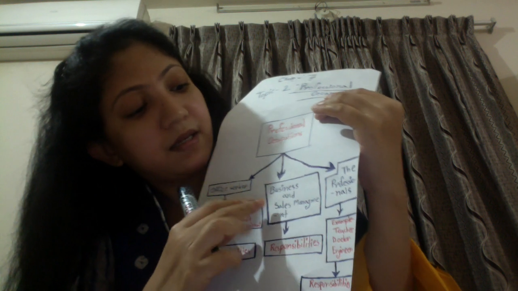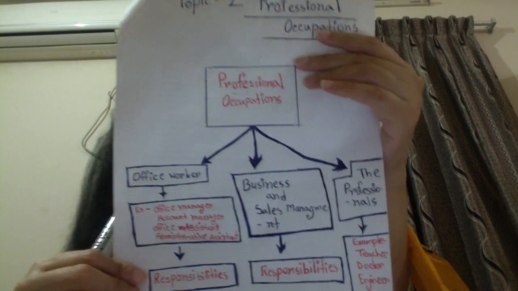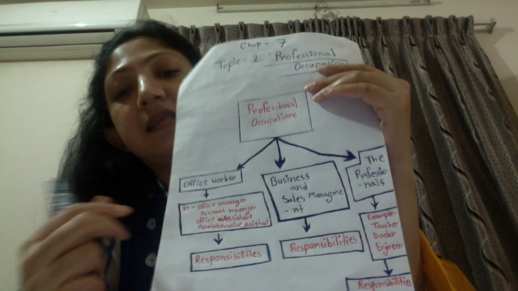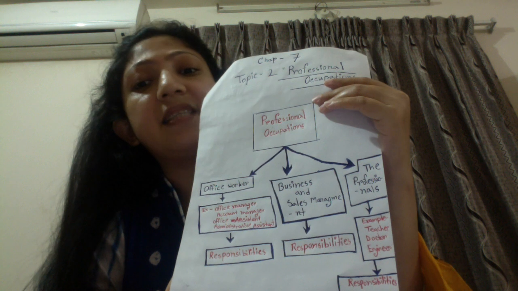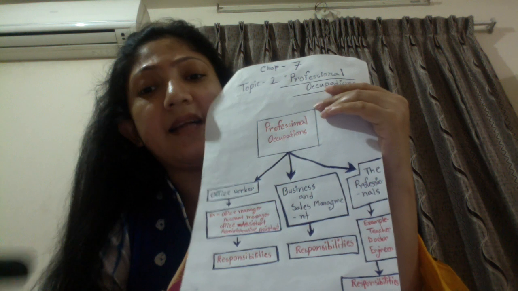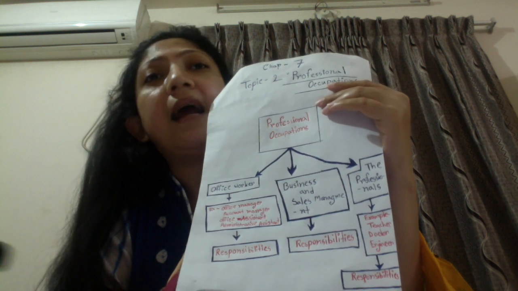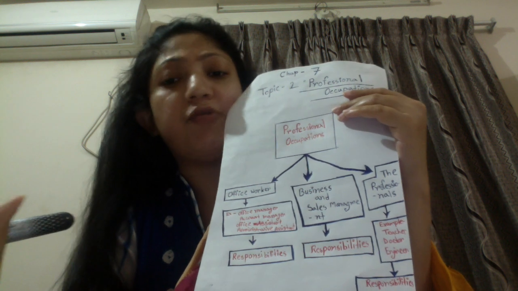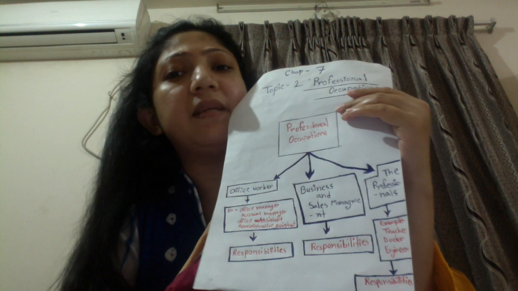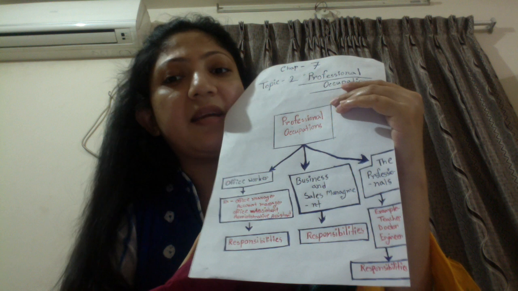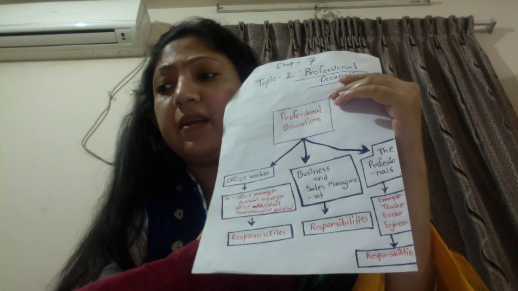Now the business and sales management. What is called business and sales management? Business is often concerned with buying and selling goods. Business and sales management, they are buying and selling. This is their duty, their responsibility. For example, we can see outside the food business, the garments business, the cloth business, the real estate business, etc.